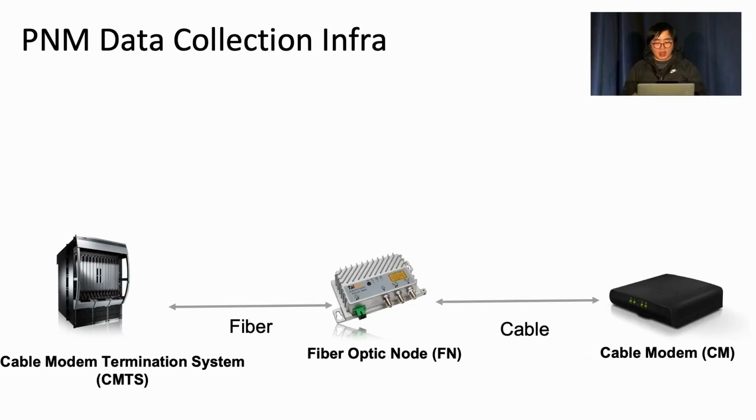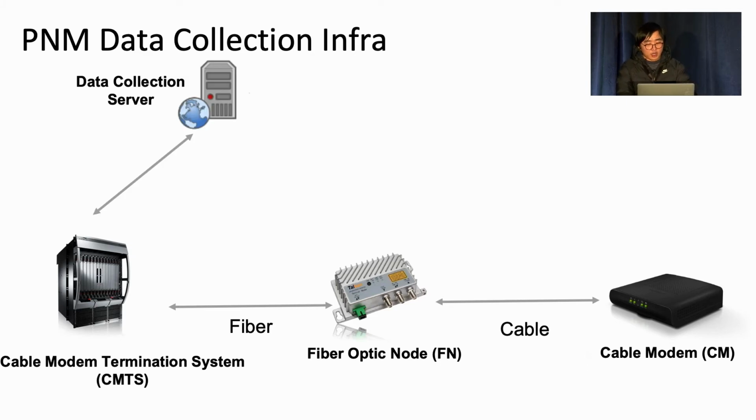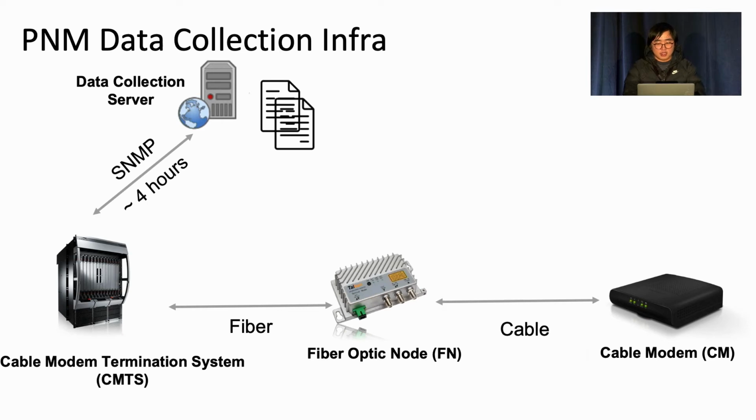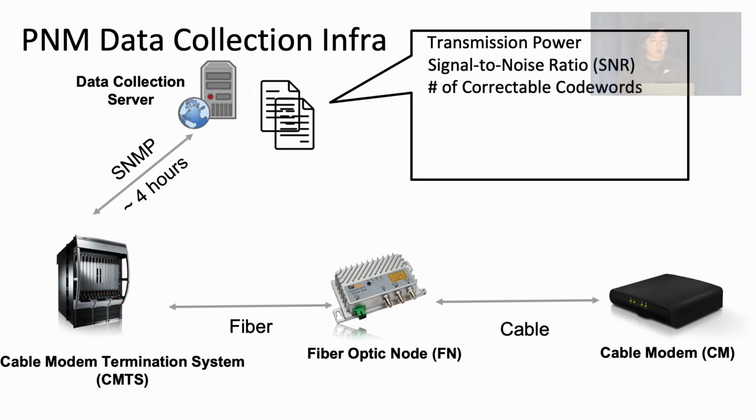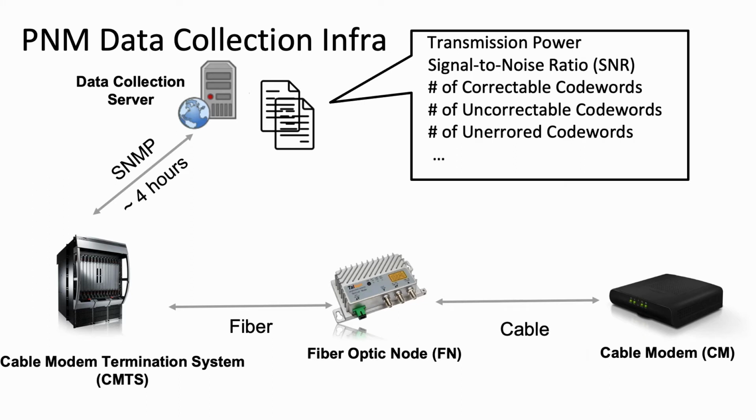This figure shows how our data was collected from the cable networks. A multi-node server periodically collects the PM data from both CM and CMTS using the SNMP protocol. The data collection period is roughly 4 hours. It contains performance metrics such as transmission power, the signal-to-noise ratio, the number of correctable code words, and the number of uncorrectable code words. This data is only available from upstream to us.